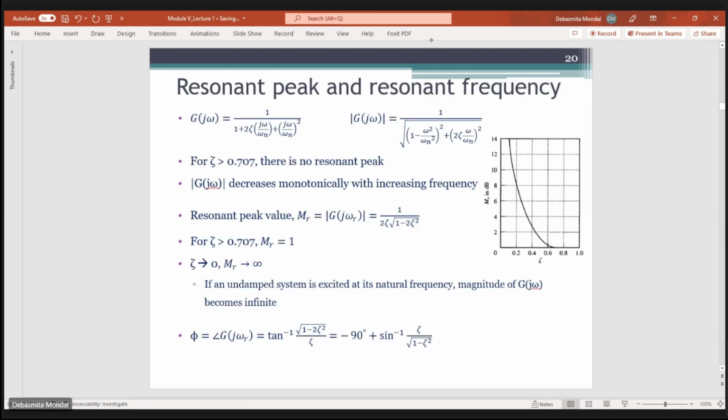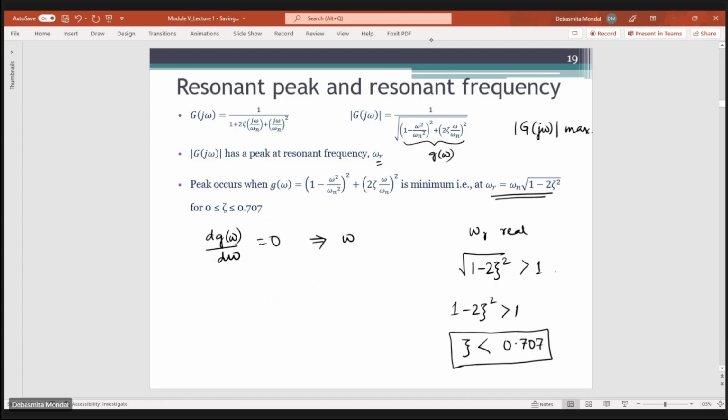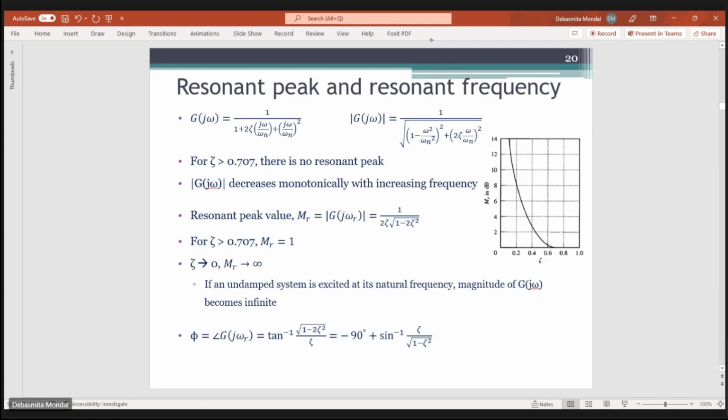We have already said that for ζ greater than 0.707 there is no resonant peak, and the magnitude of G(jω) decreases monotonically with increasing frequency. The value of the resonant peak can also be found. The resonant peak is given by Mr, which is the magnitude of G(jω) at ω equals ωr. We have already found ωr, so you can simply substitute it here, and you will see that Mr is given by 1 over 2ζ times the square root of 1 minus ζ².